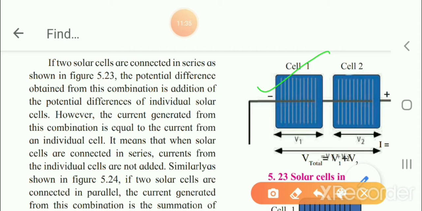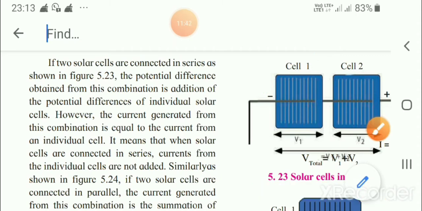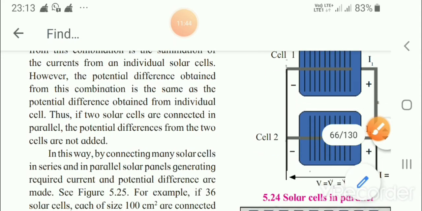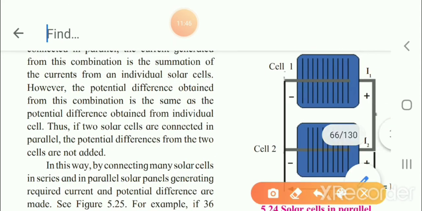Now, let us see the second method, children. Let us see the second figure. Here they are connected in parallel.